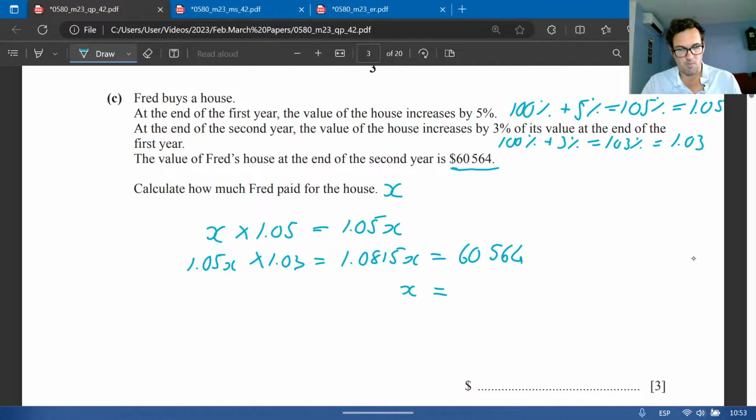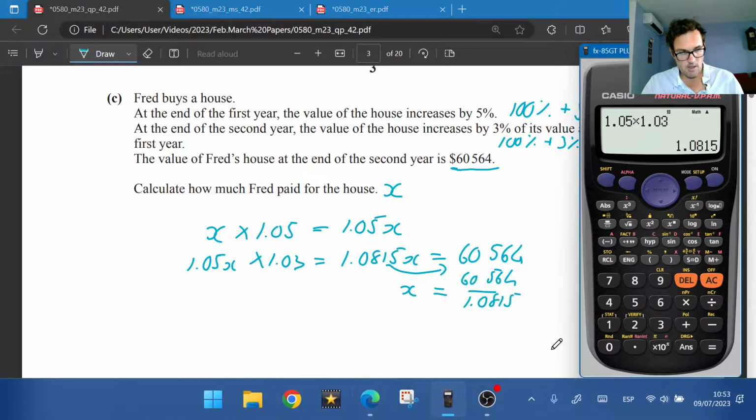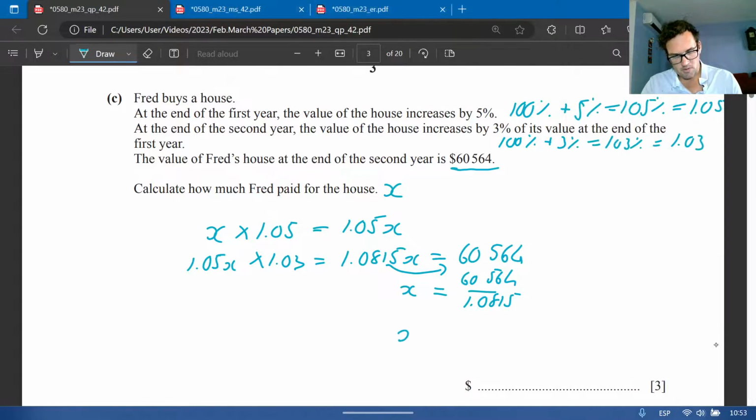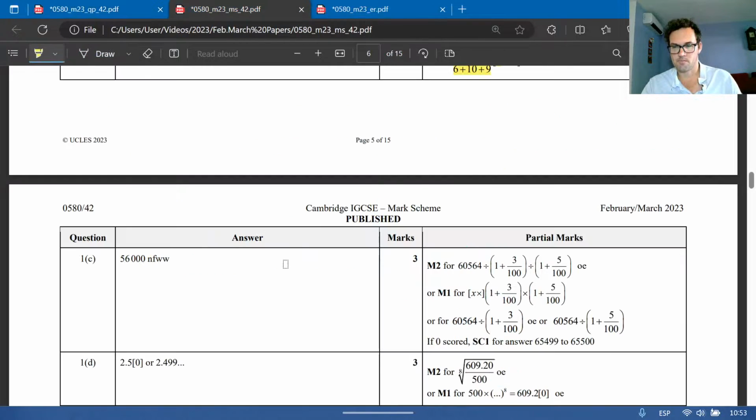To do that, we divide both sides by 1.0815, or divide the 1.0815 on the other side. You know, change sides, change signs, times becomes divide. So on the calculator, we can just type in 60,564 divided by our previous answer, which was 1.0815, and we get this beautiful, beautiful exact answer, which feels like this must be correct. And so it is.